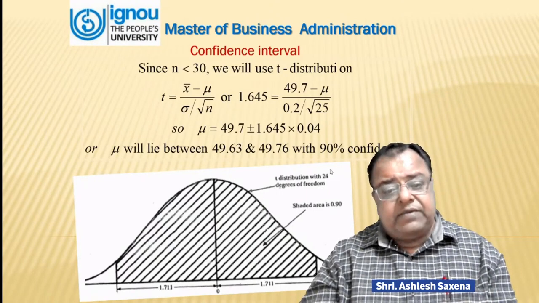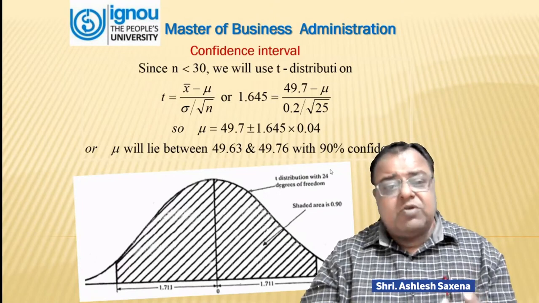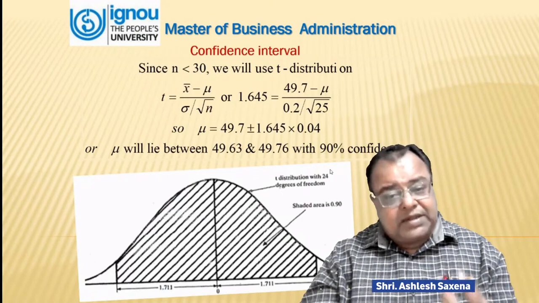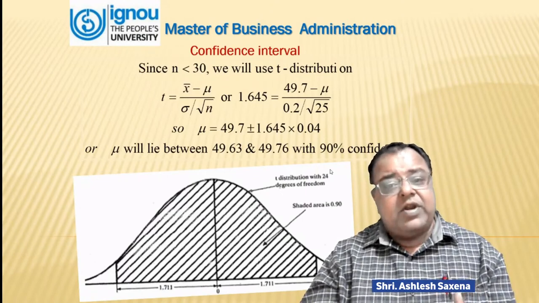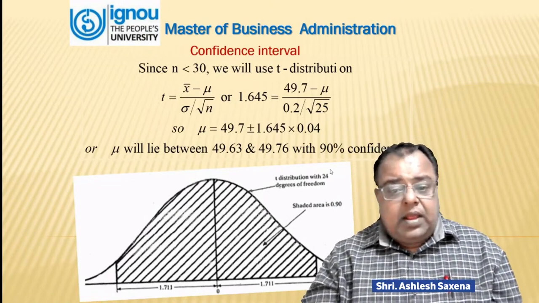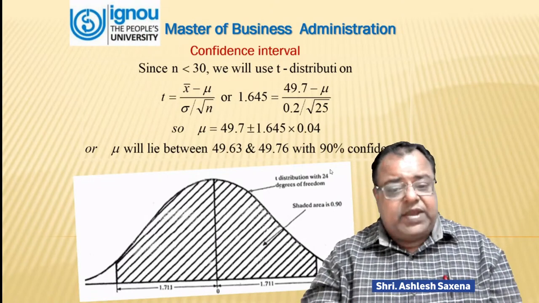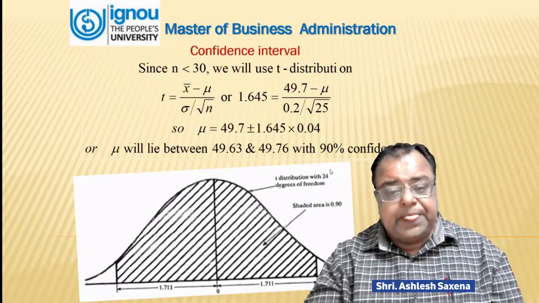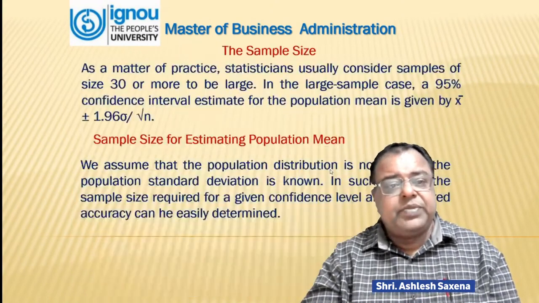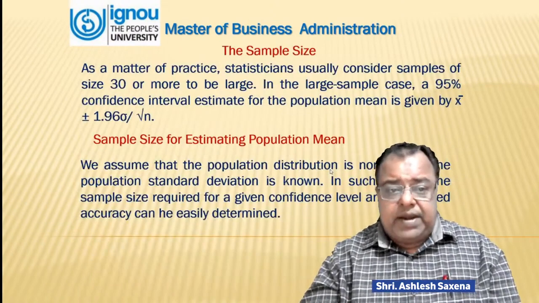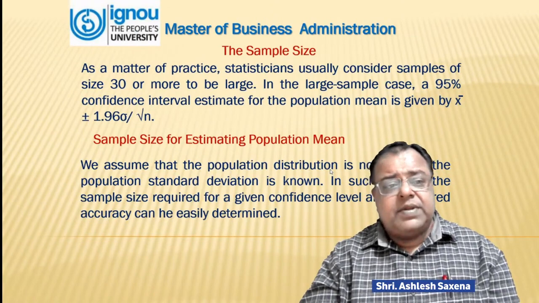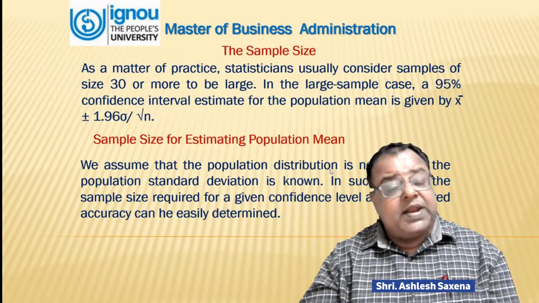49.63 and 49.76. Now the question arises, how did we get this plus minus sign? The plus minus sign is basically for the under root 25. So here we can see graphically how this is being depicted, and this information is for 90% confidence. As a matter of practice, statisticians usually consider samples of size 30 or more to be large.